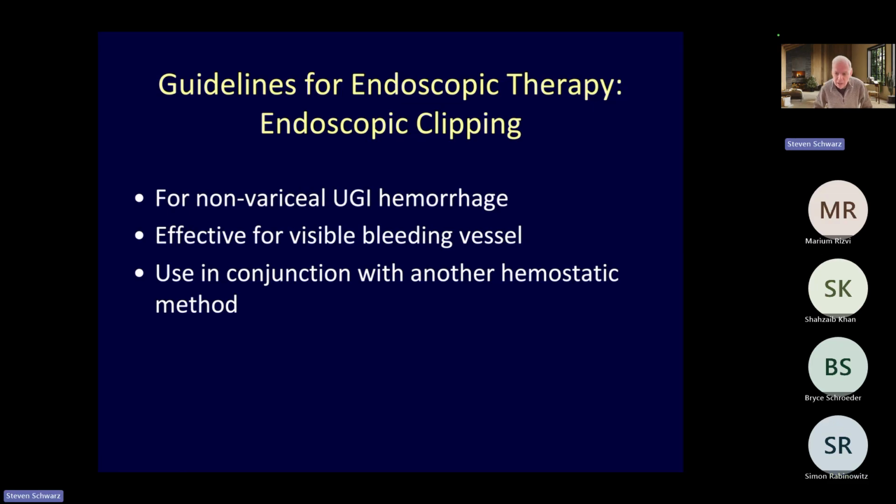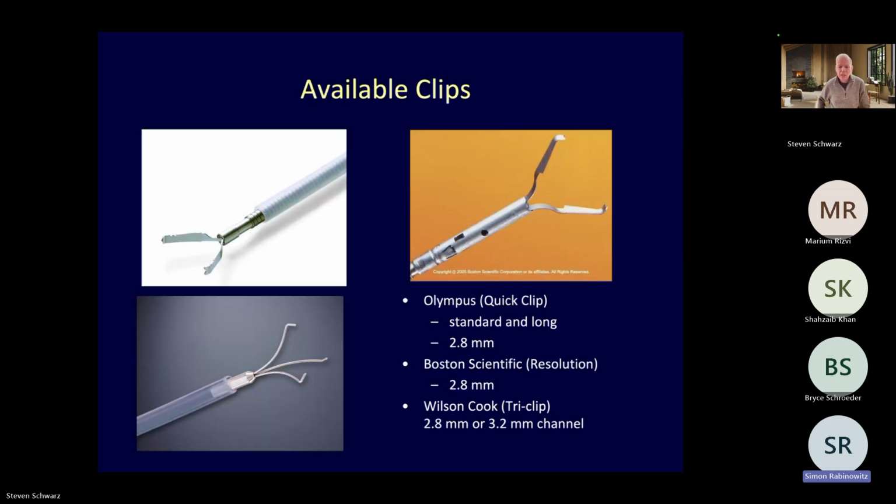So endoscopic clipping, aside from injection for non-variceal bleeding, is going to be the most common modality that you're going to use. It's effective for the visible bleeding vessel, and again, it's used in conjunction with another hemostatic method, most commonly epinephrine injection. Here are your clips. You should all learn how to use them. Again, this is something that Dr. Rabinowitz and I have used.